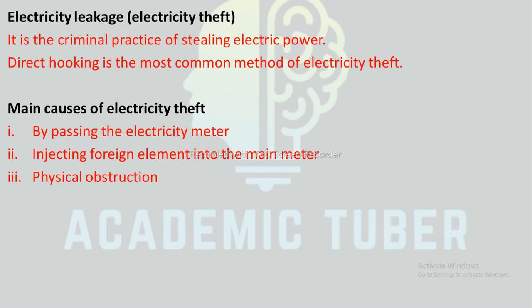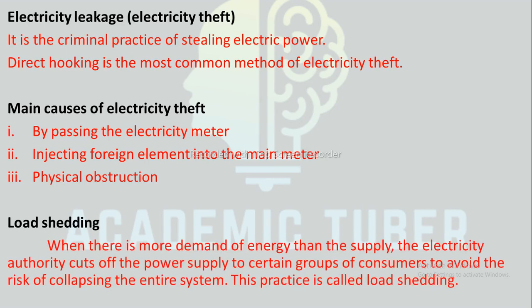In this case, the consumed energy remains unmeasured since it is not connected into the main meter of the electricity supply. Next one is load shedding. When there is more demand of electricity than the supply, the electricity authority cuts off the current power supply to certain groups of consumers to avoid the risk of collapsing the entire system. And this practice is called load shedding.